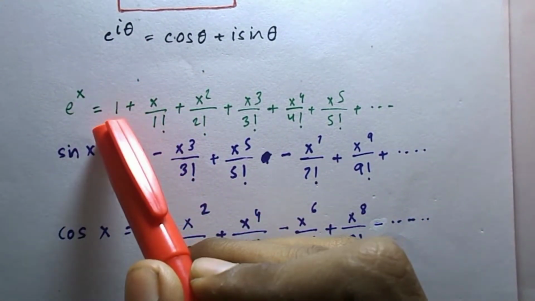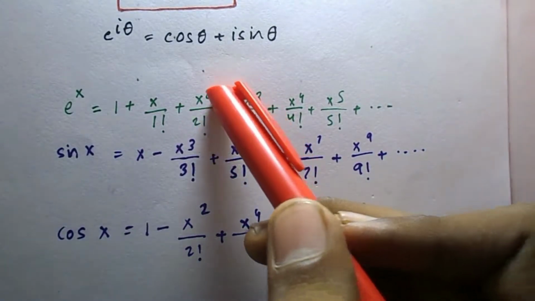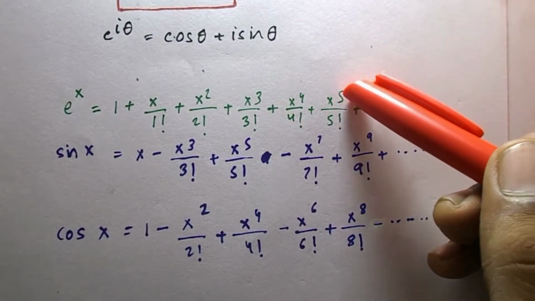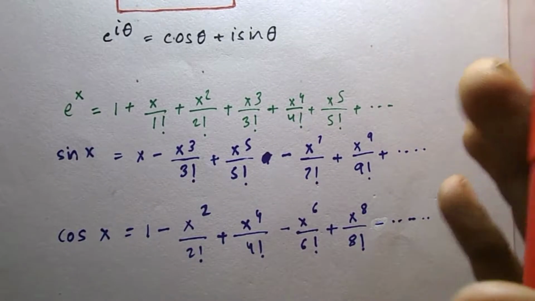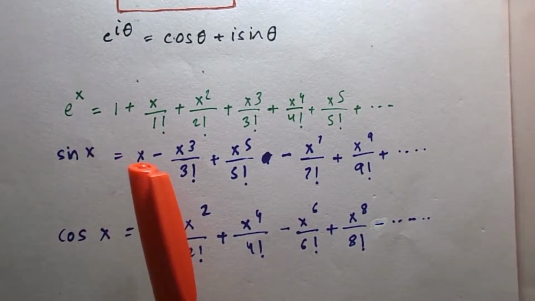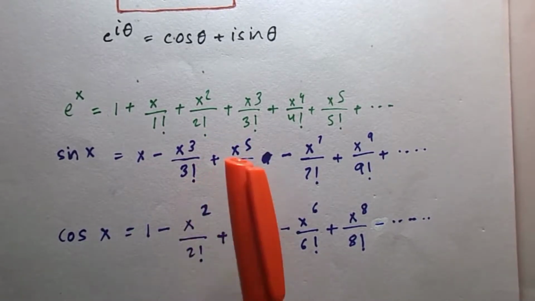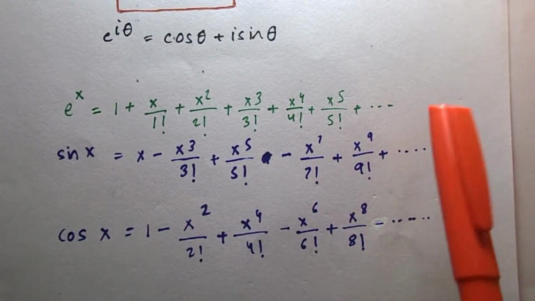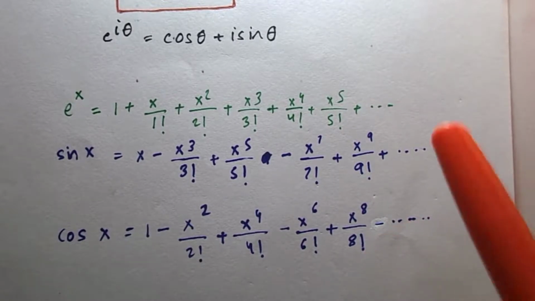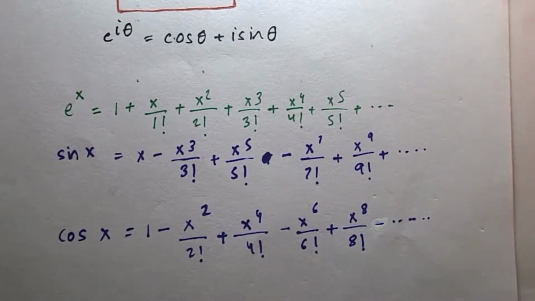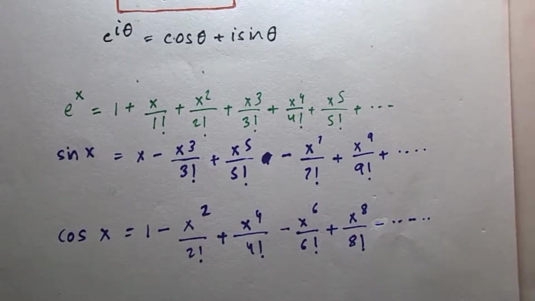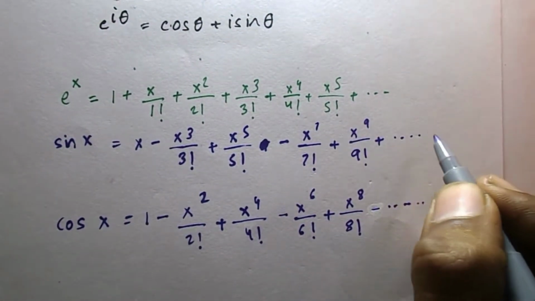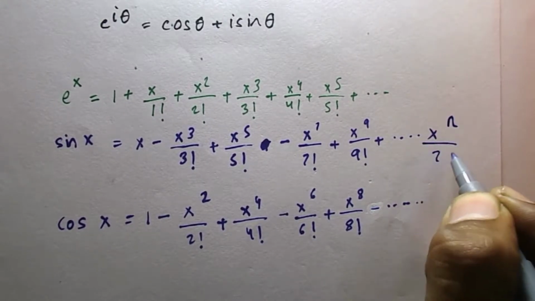Well, e to the power x is equal to 1 plus x by 1 factorial plus x squared by 2 factorial plus x cubed by 3 factorial plus x to the power 4 by 4 factorial plus x to the power 5 by 5 factorial, and the series continues. The sine x is x minus x cubed by 3 factorial plus x to the power 5 by 5 factorial minus x to the power 7 by 7 factorial plus x to the power 9 by 9 factorial, and so on. That means it is x to the power n. So let's write it down. The sine series continues up to x to the power n by n factorial.